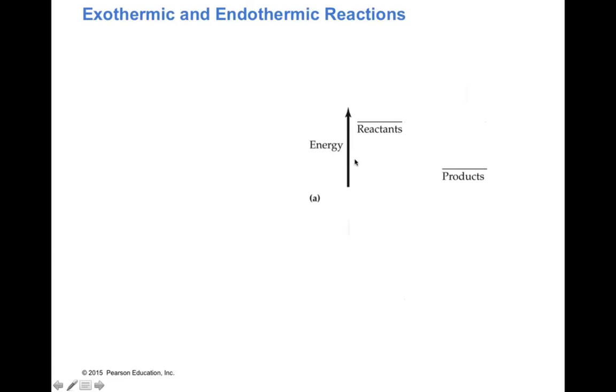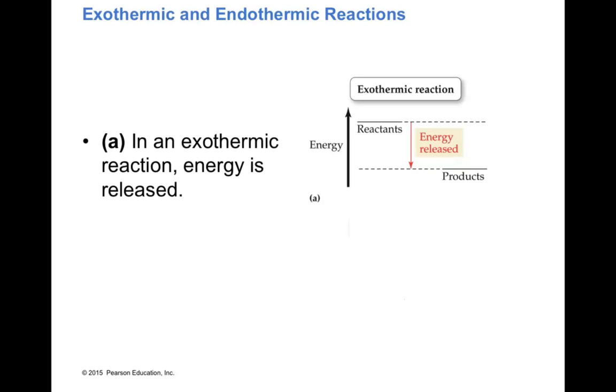That means that during the reaction, the reactants release that energy. And that's why the products are more stable, because they have less energy than the reactants. This process is known as an exothermic reaction, where energy is released.